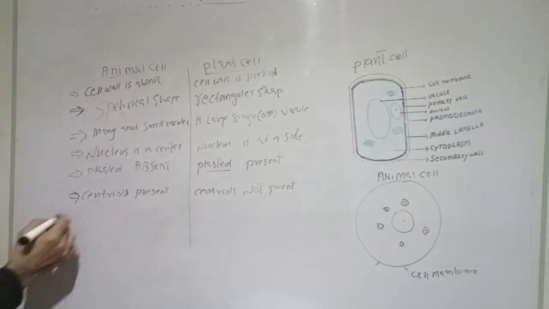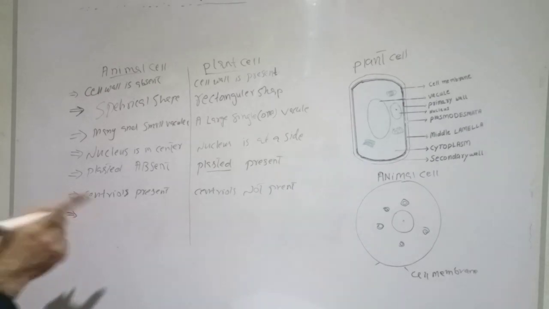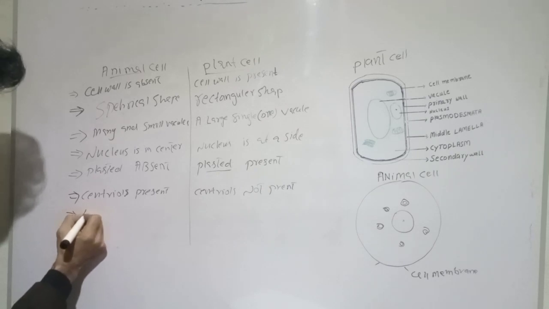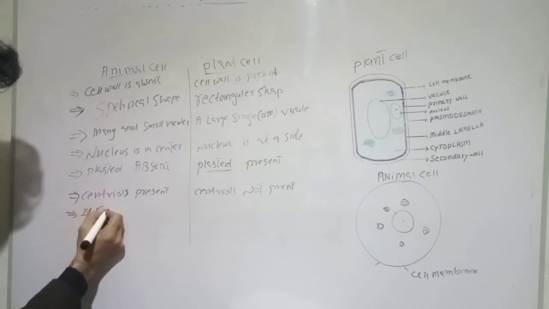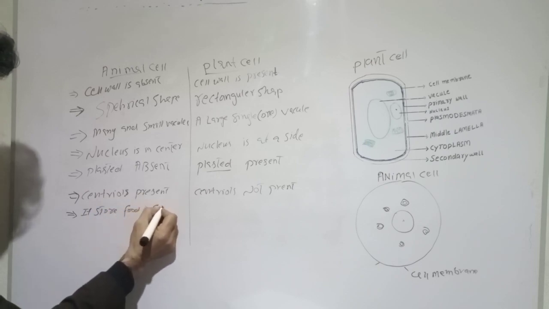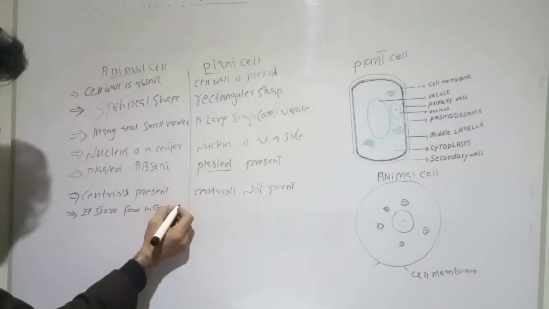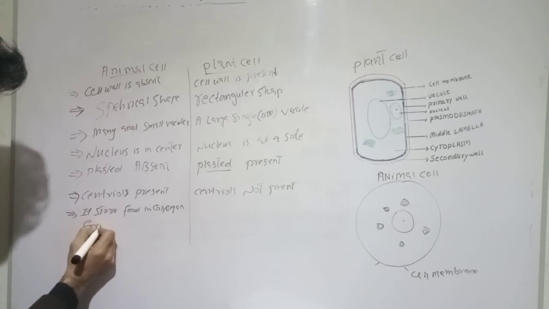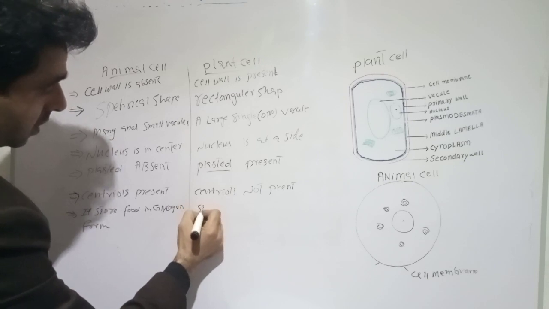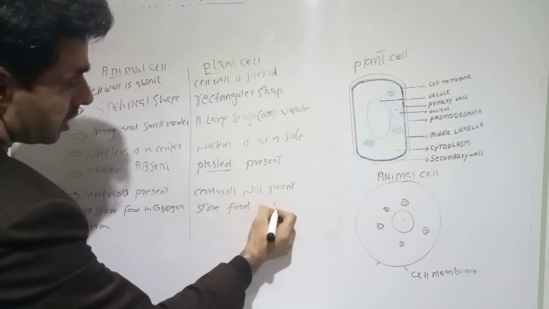Now, point number 7. The food stored by the animal cell is in the glycogen form. It stores food in glycogen form. The plant cell stores food in starch form.